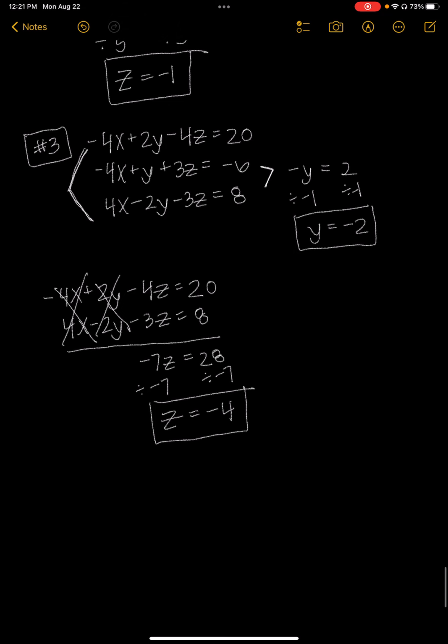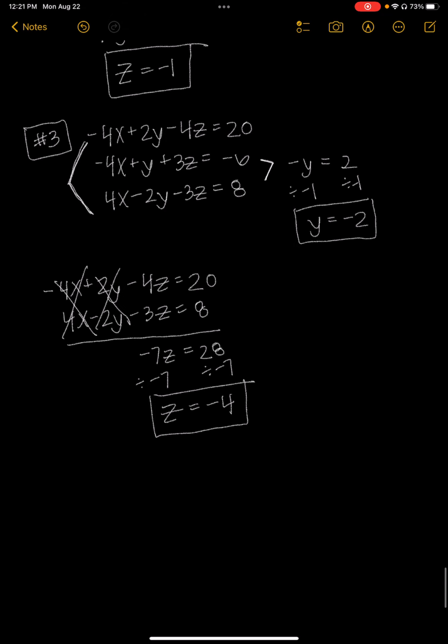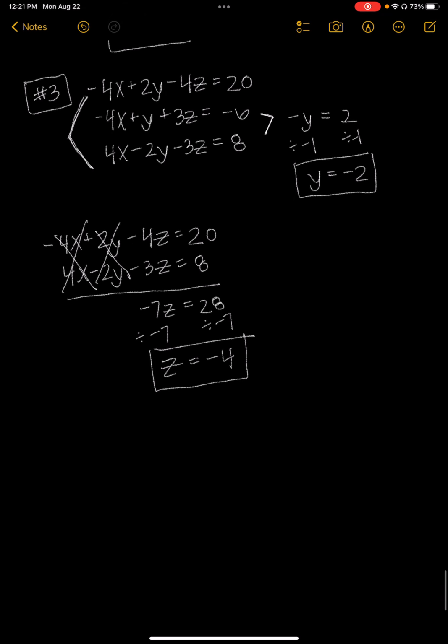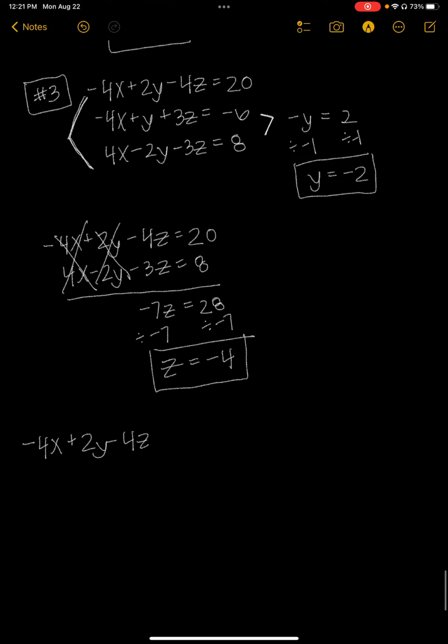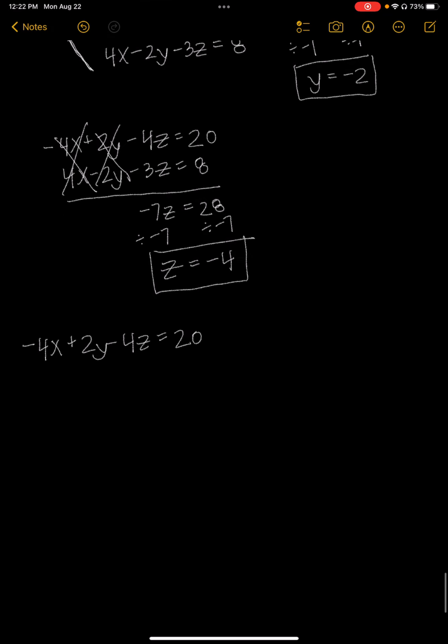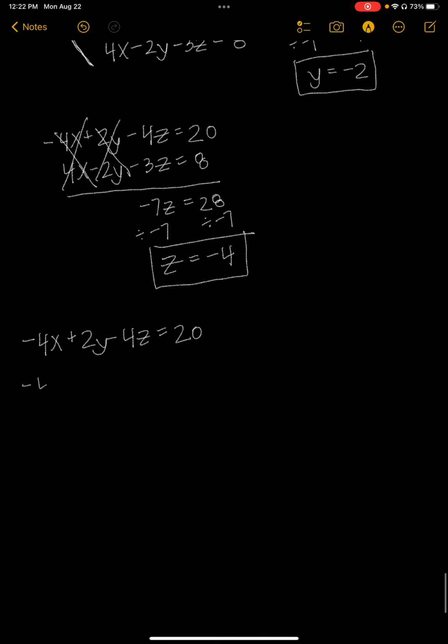To find the x equals answer, we're just going to go back to one of the original equations, and I'm just going to take that top equation. Let me rewrite it down here. And we're going to replace the y and the z with what we know that they are. So I'm going to say -4x plus 2, but instead of y, we're going to put a -2 because that's what y is, minus 4 times -4, because that's what z is, equals 20.